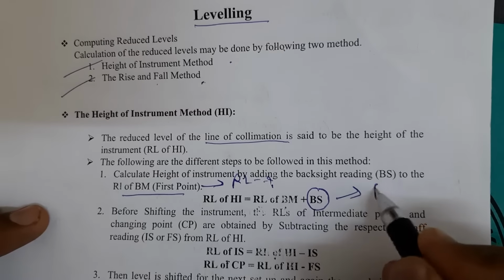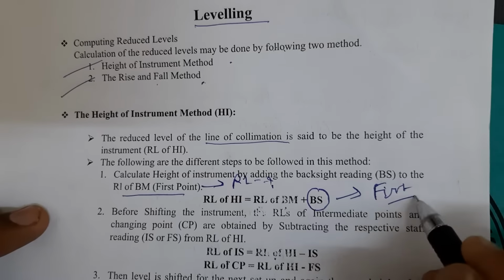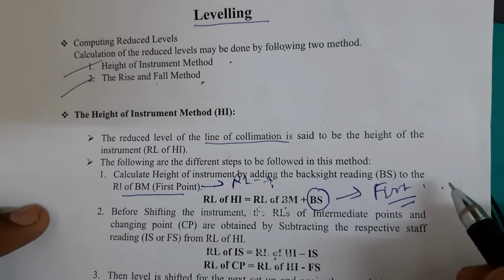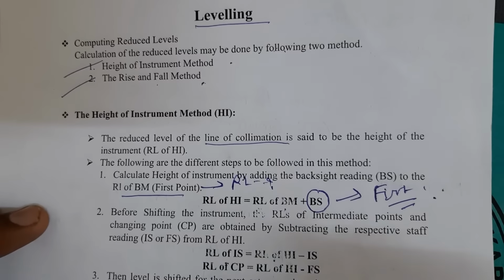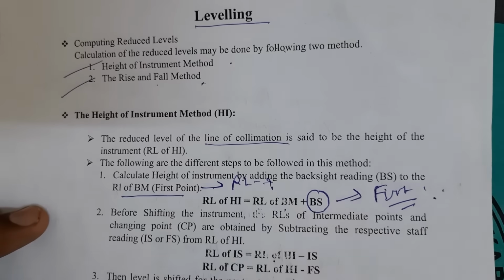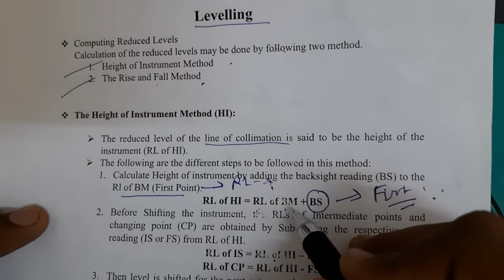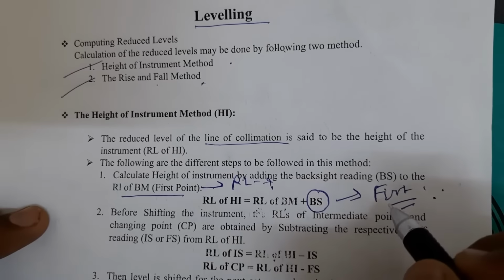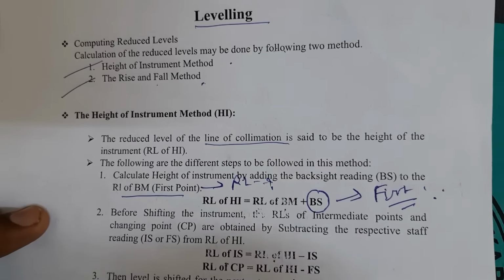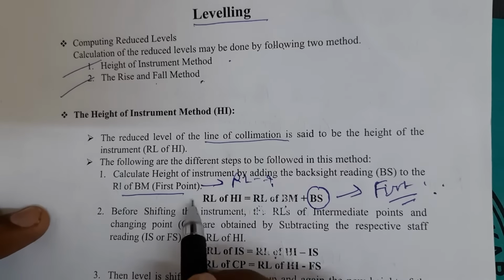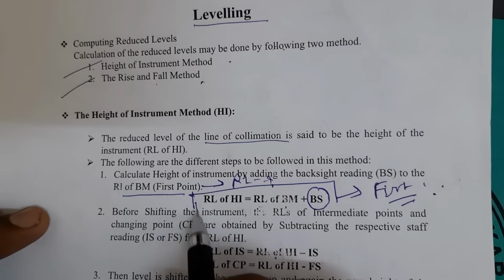BS is what? BS is the backside reading at the first point, and the backside reading is added to our RL of benchmark. If the benchmark is 100 and BS is 1.2, then our RL of HI is equal to 101.2. Understood? So this is the calculation of RL of HI.